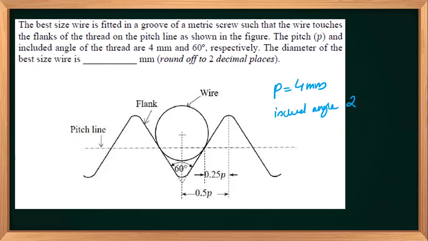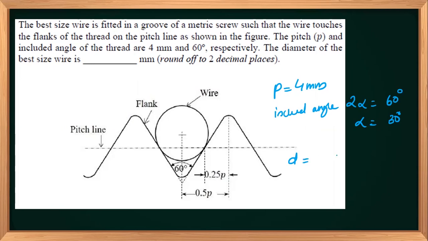Included angle is what? This total 2 alpha will be equal to 60. So our alpha will be equal to 30, right? One angle will be 30. So this is all we want to find out: what our best wire size is. So what will be the diameter of the best wire?